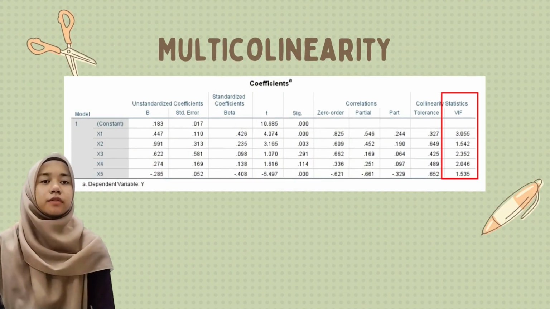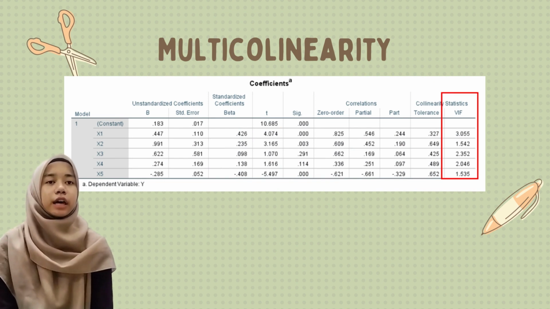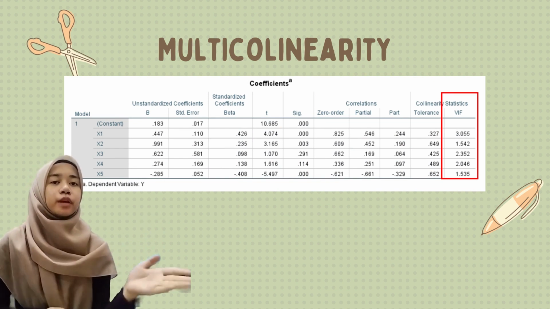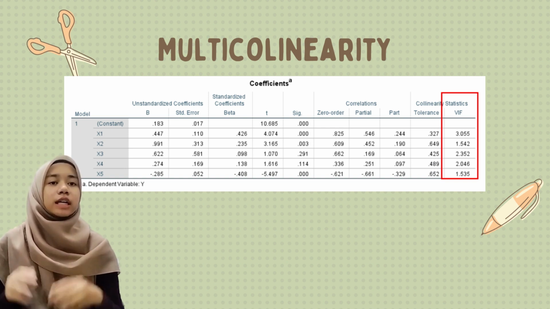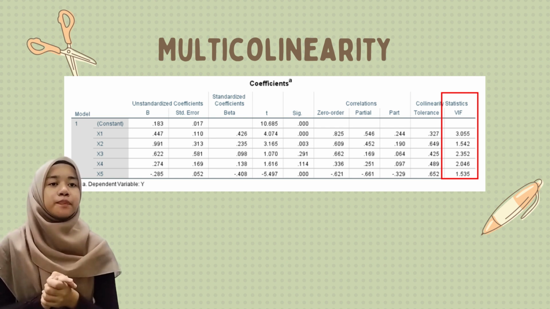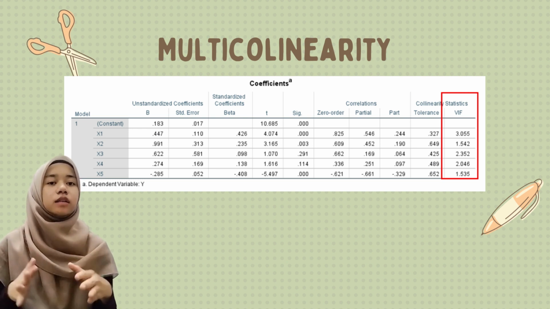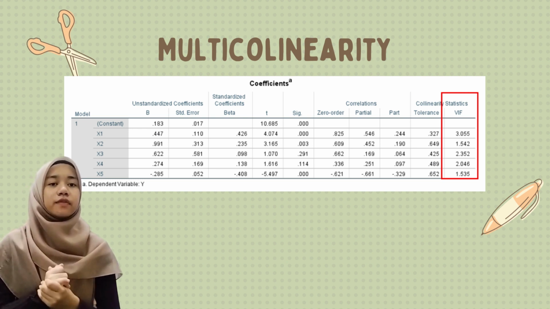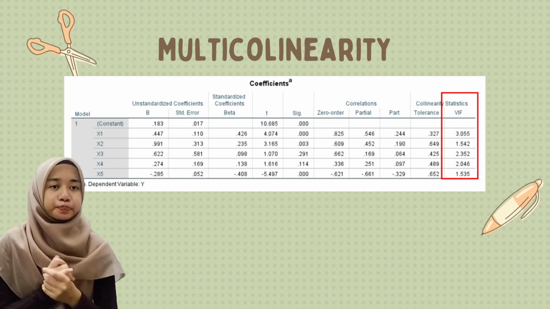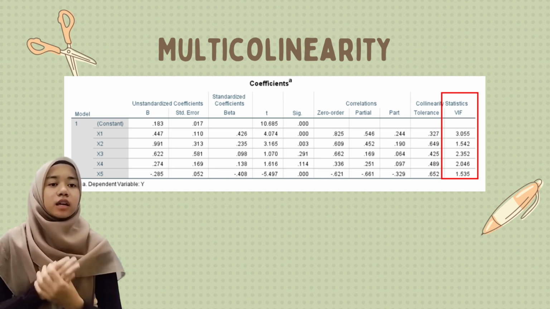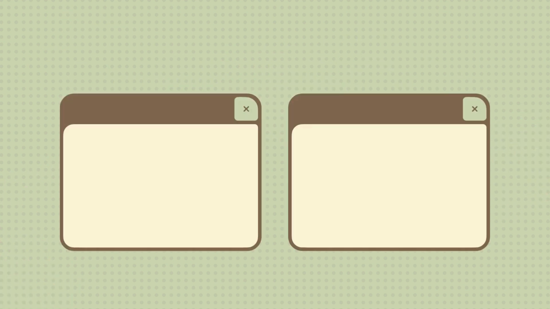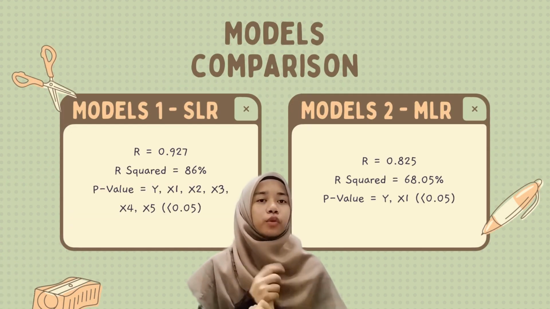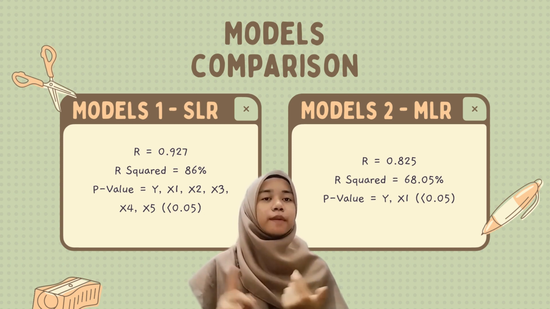Based on the table, the variance inflation factor, which is VIF, for x1 is the highest compared to x2, x3, x4, and x5, which is 3.055. This VIF is more than 3 and shows no strong correlation between the independent variables and the other variables, because the VIF is less than 5 or 10. So it means there will be no multicollinearity.